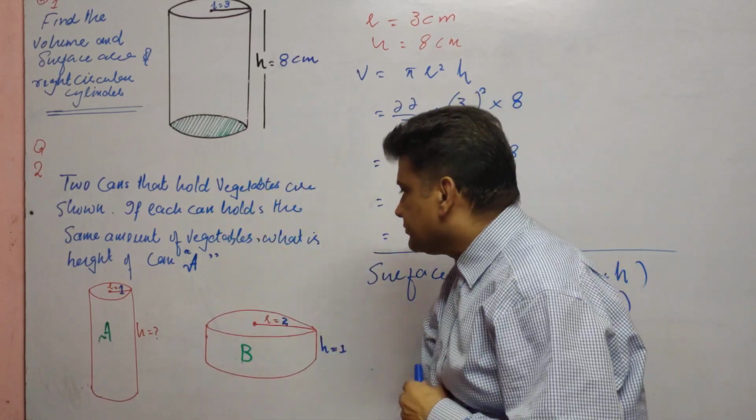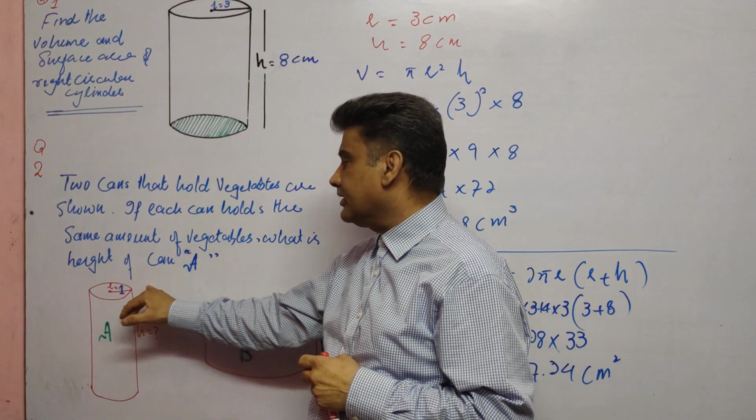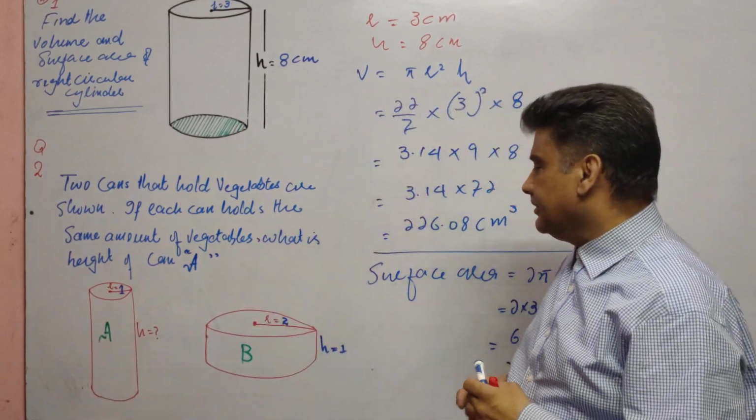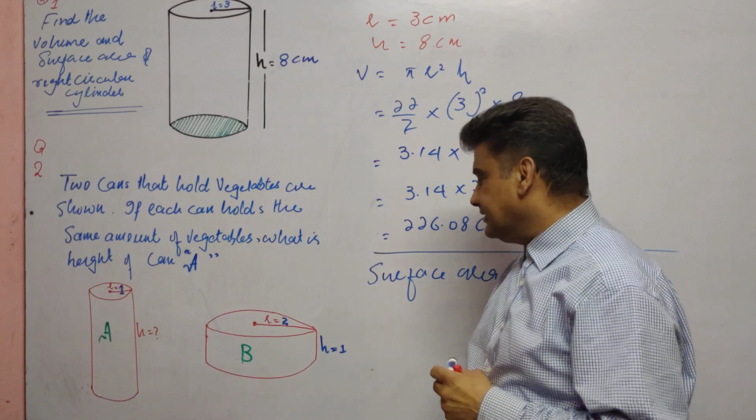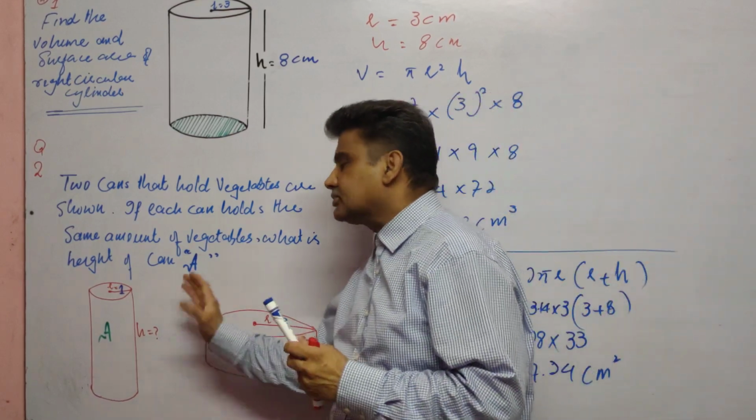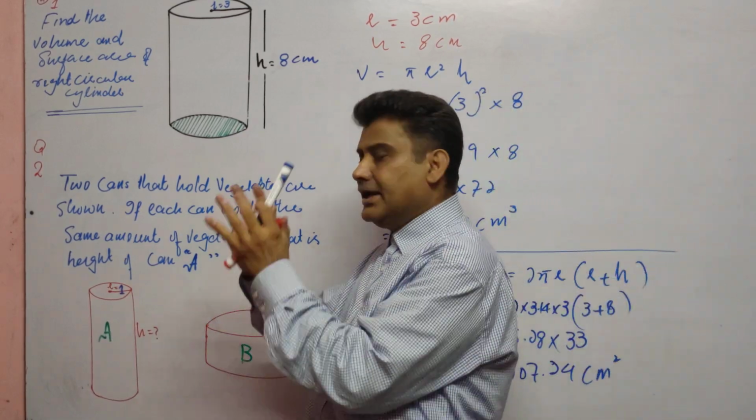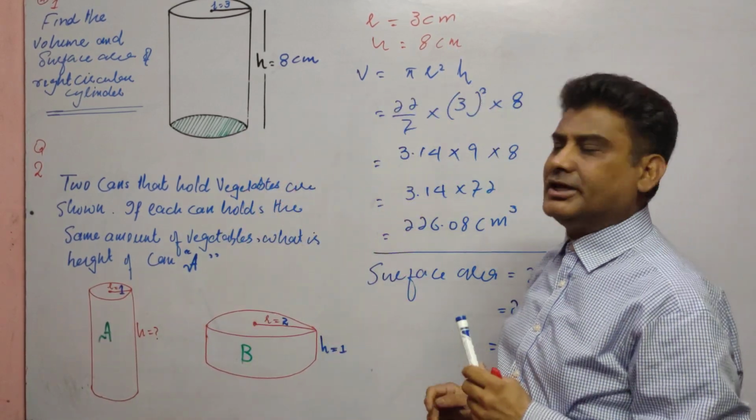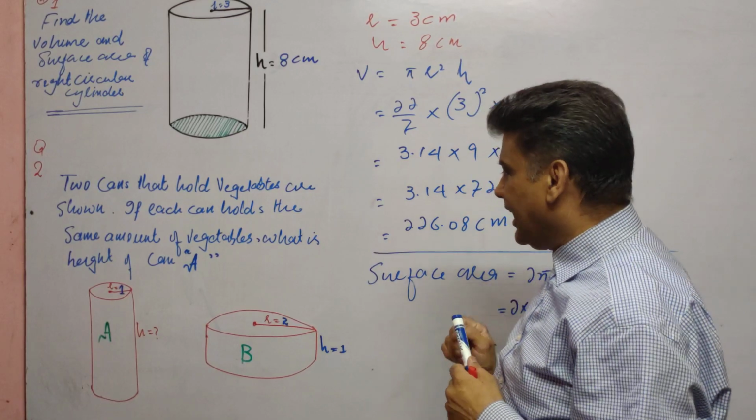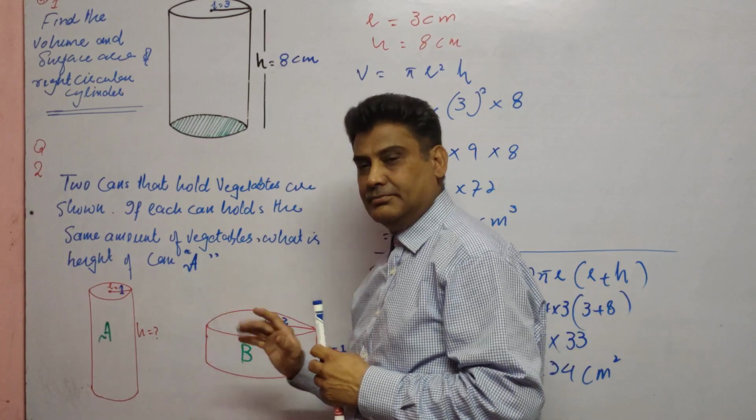In this statement it is given that can A has a circular radius of 1, and its height we have to find. For can B it is given that its radius is 2 and its height is 1. But very important information is given that both cans contain the same quantity. I mean to say that the volume of both is equal.